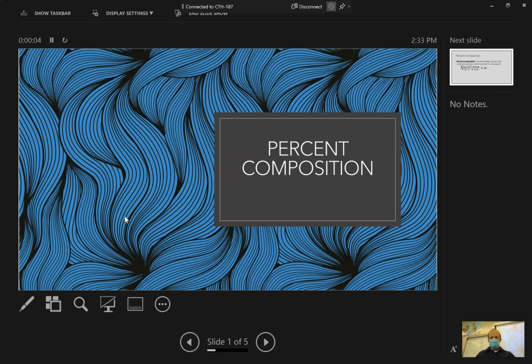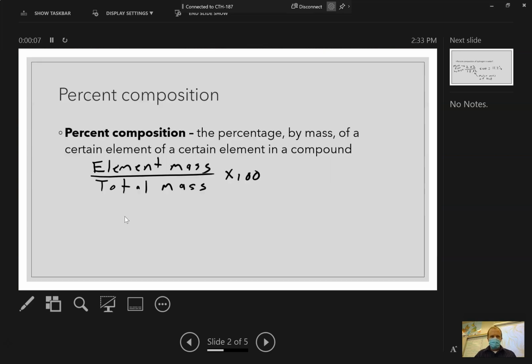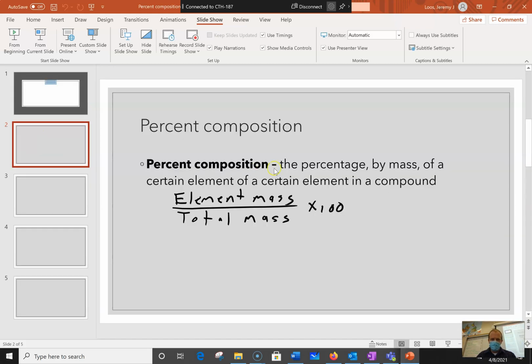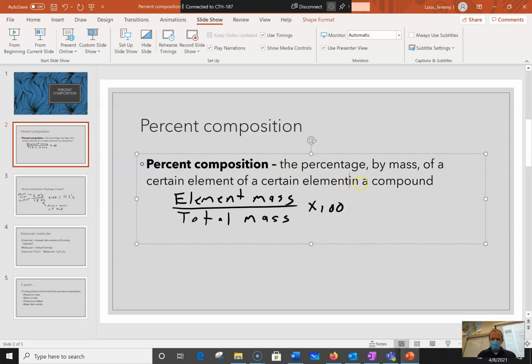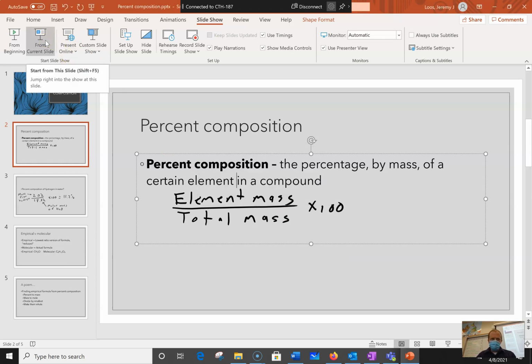So as I said, percent composition, not to be confused with percent yield. So what is that? It is referring to the percentage by mass of a certain element in a compound. And so it's a straight percentage, really.